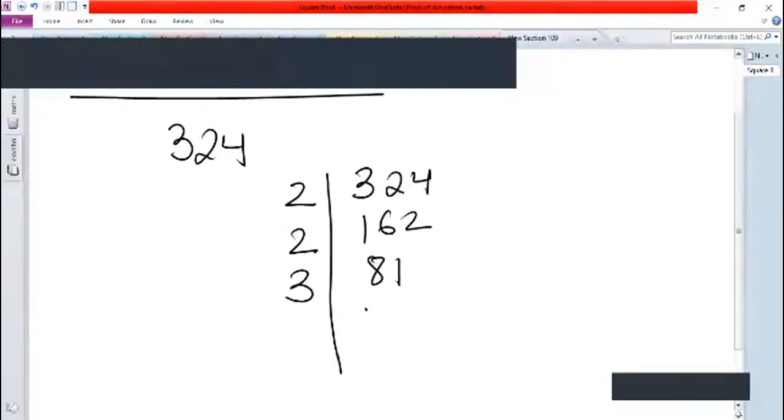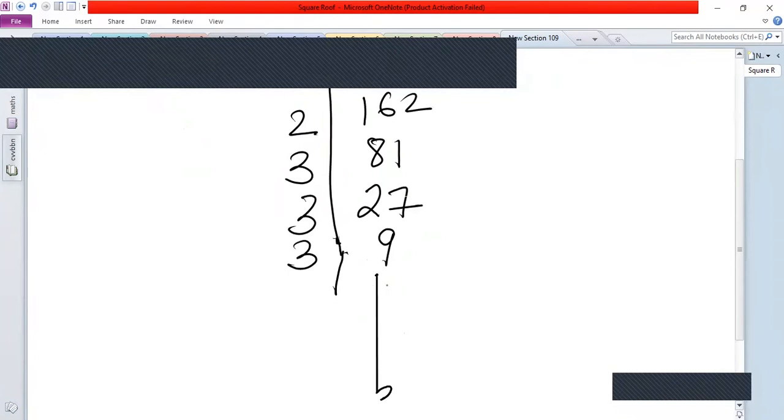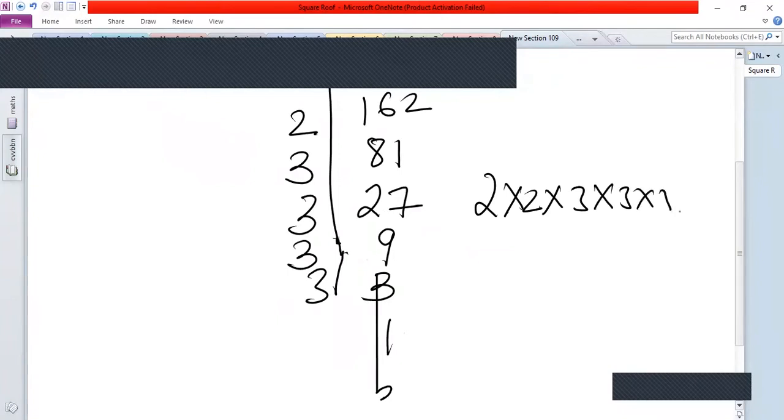Ma'am, it gives 27. Okay. Again, you divide it by 3, ma'am. 3. Okay. It gives you 9. Yes, ma'am. Again, divided by 3 gives you 1 and 3, ma'am. 3 and 3, 1. So you get 2 into 2 into 3 into 3 into 3 into 3.